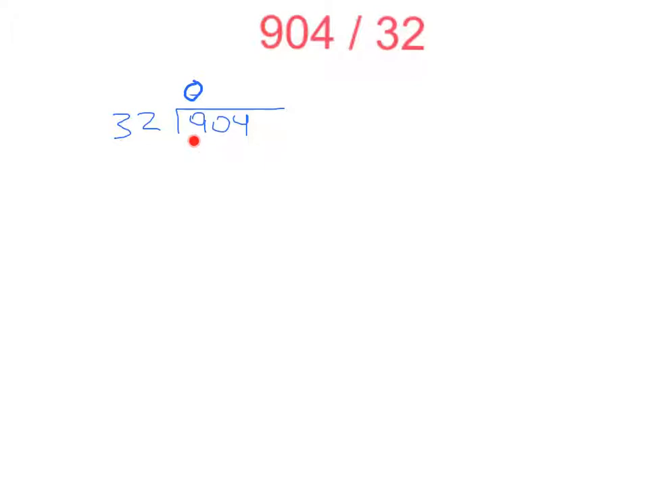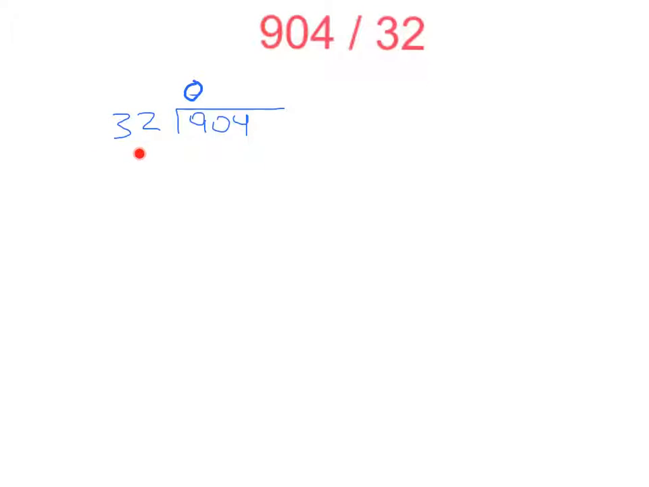All right, so we know it can't go into 9. Can it go into 90 though? If it won't go into the first digit, we add the second digit. So 9 and 0, will it go into 90? Yes, it will. If I estimate here, I know that my divisor of 32 is pretty close to 30, and 30 will go into 90 exactly 3 times.